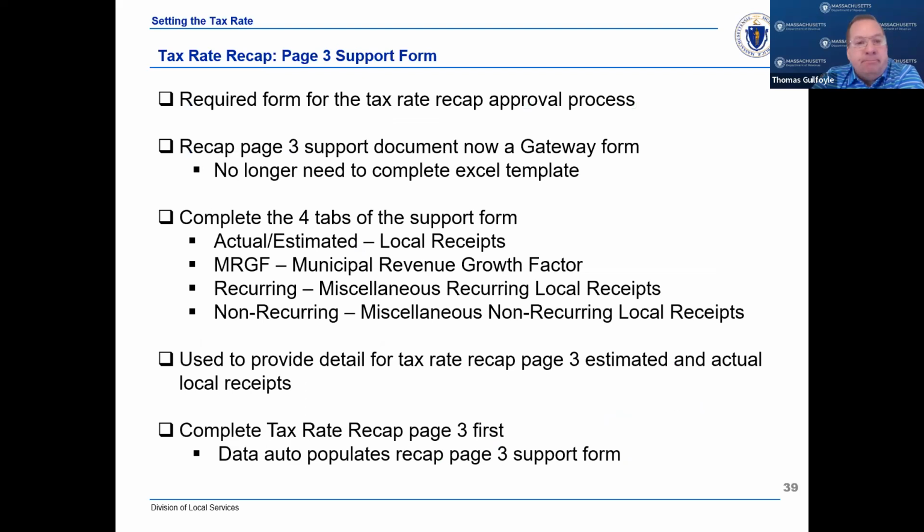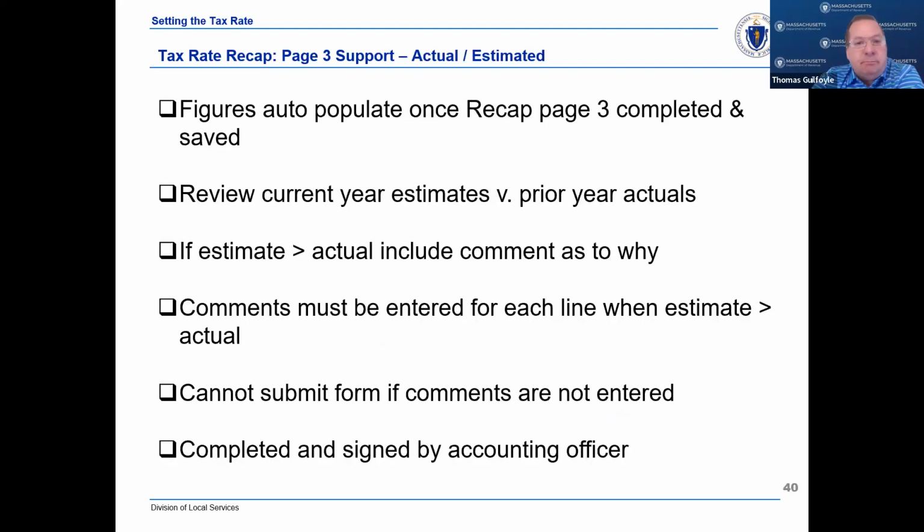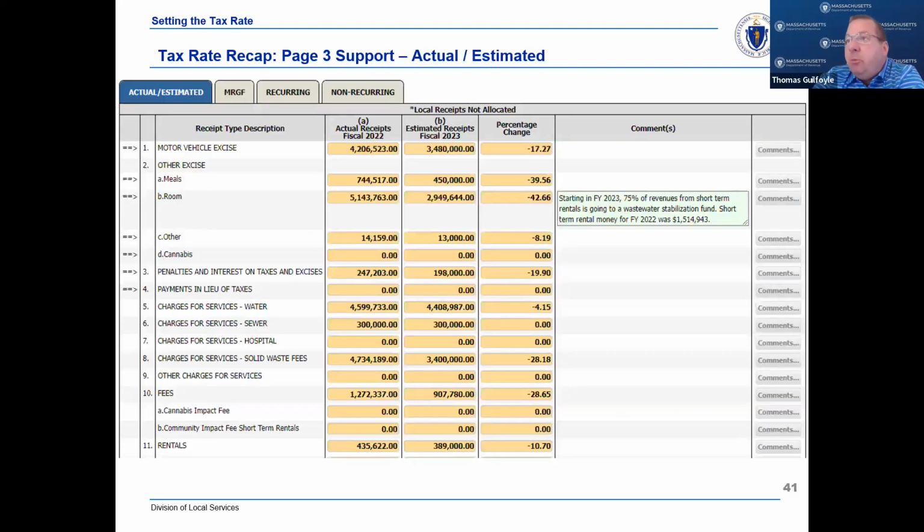This is the page 3 support form, which was new last year. There are 4 tabs on it. The first tab is just a copy of what you actually inputted on page 3. We used to ask for an Excel upload of this, but we now have it hard-coded in Gateway, so there's no duplication of data entry.